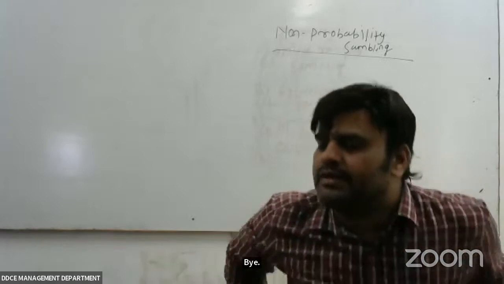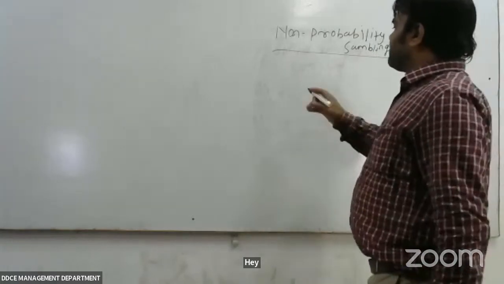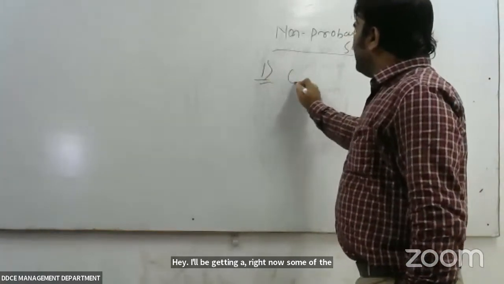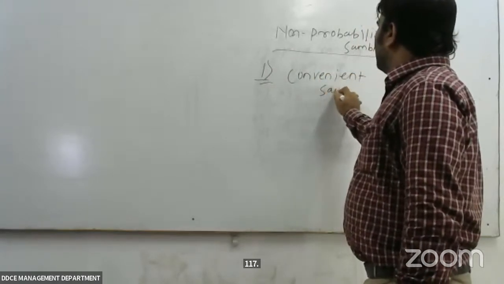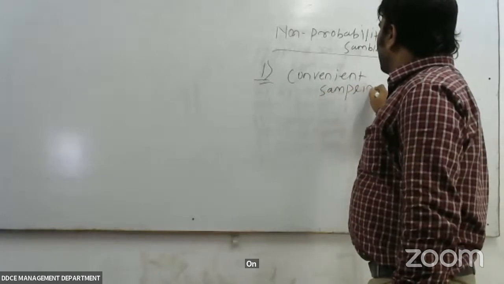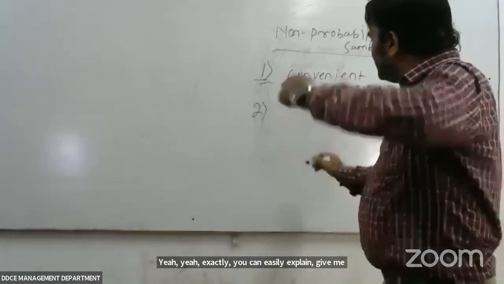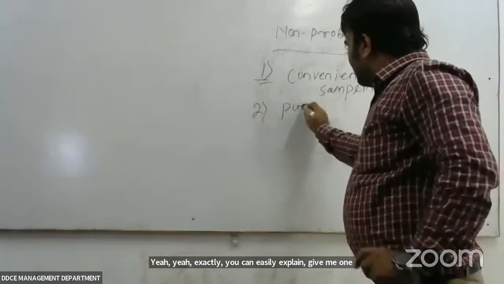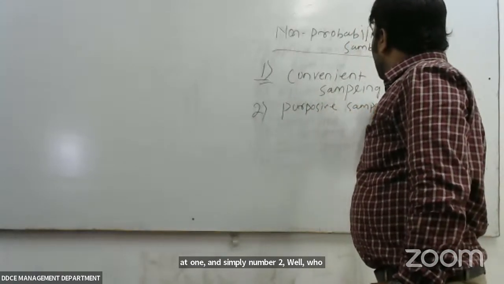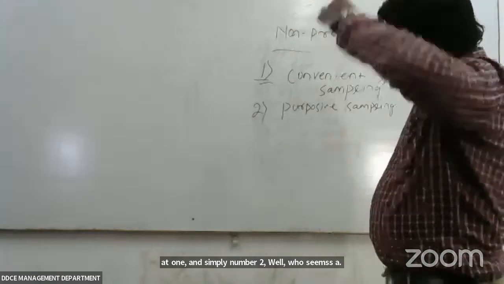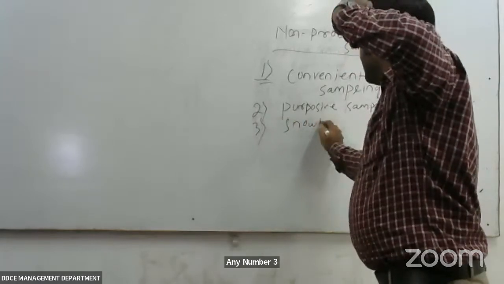So write down some of the non-probability sampling. Number 1 is convenient sampling. Convenient sampling, you can easily give me an example. One is convenient sampling. Number 2 is purposive sampling. Ready? Yes or no? Number 3 is snowball sampling.